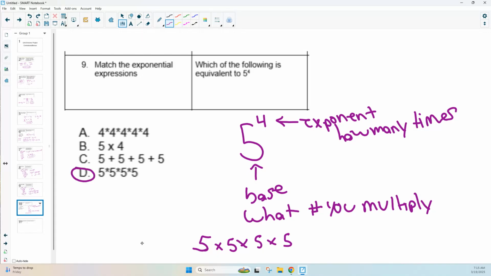Because again, the base is 5, so we know we're multiplying a 5, and we are multiplying it 4 times because our exponent is 4. All right, last one.